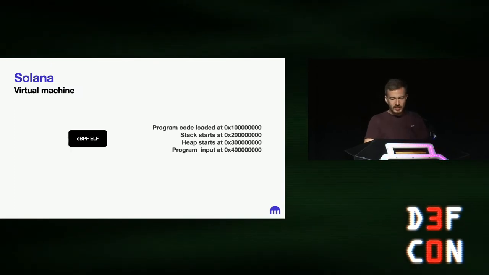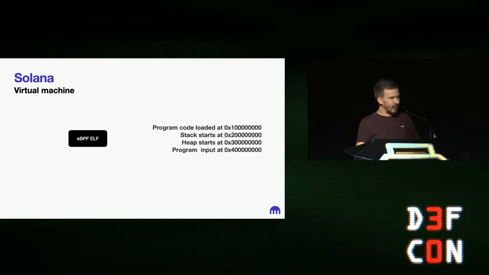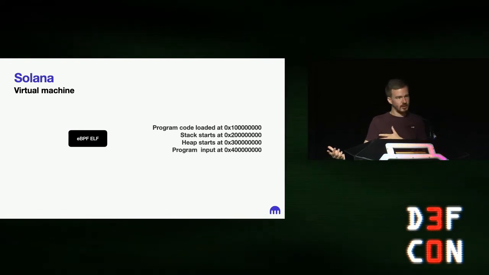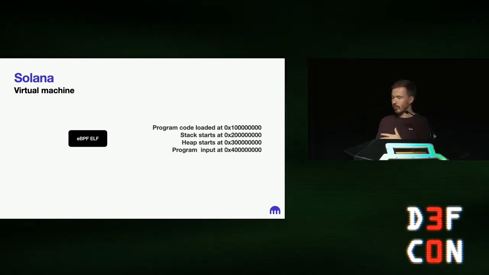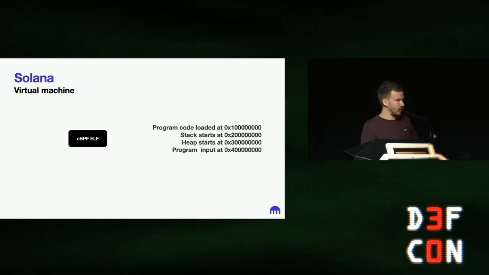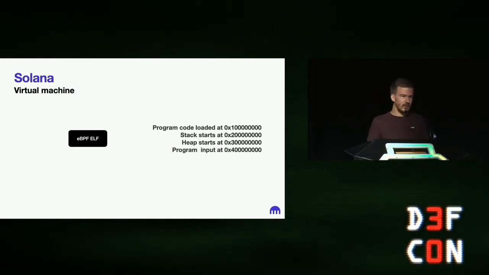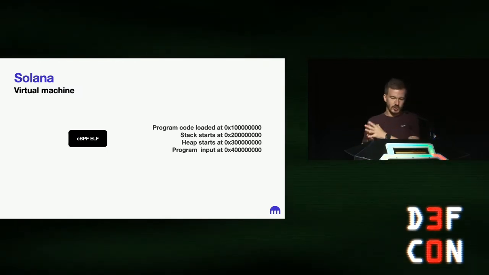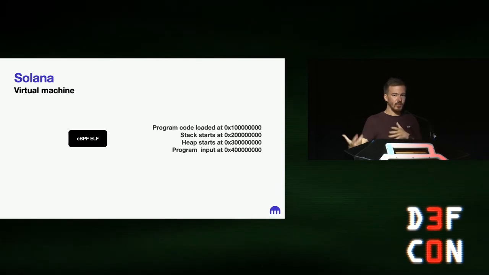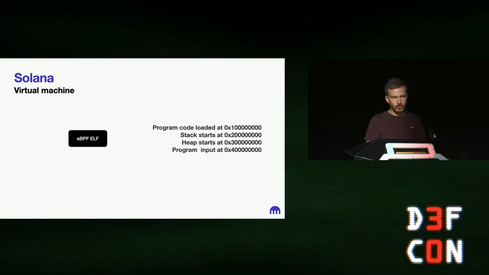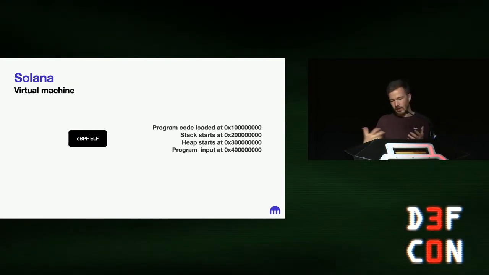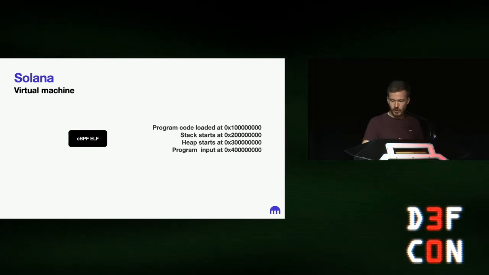On the memory side, it's pretty simple. Basically, the ELF just gets put at a fixed address, hex 1000. The stack starts at hex 2000, heap at 3000. And finally, we have something called program input at hex 4000. The program input is basically just a byte array. If you execute a transaction that calls into the contract, the byte array is basically the argument to the smart contract. So you don't call functions by name. Instead, you just provide a byte array, and it gets somehow parsed by our ELF file.